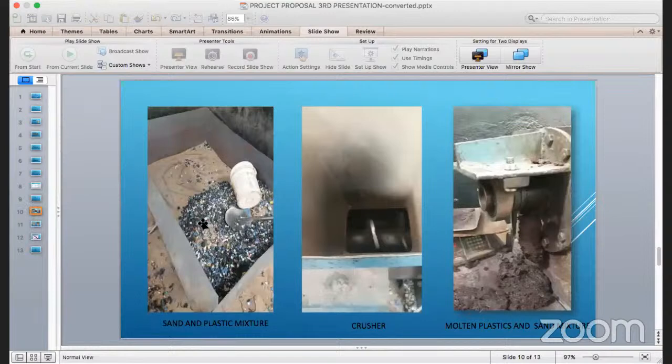So this is the layout of the factory, where we have a sand and plastic mixture. This is where they're mixed. Then after that, the machine is able to crush the mixture, then heat it, and the molten plastic and sand mixture comes out by the other end as shown in the picture.